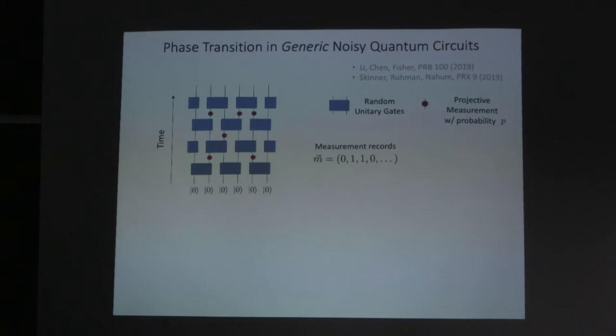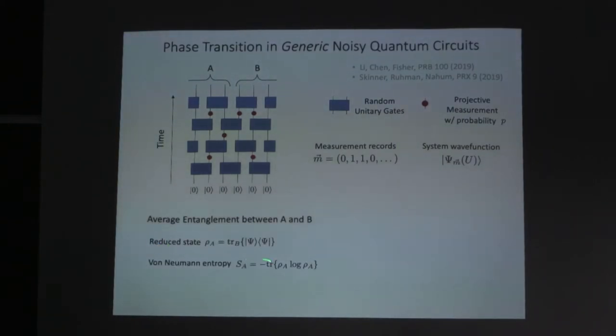Have we considered the long time evolution for large system sizes? After a certain time, the many-body wave function depends on the measurement history, as well as the set of gates you have chosen. Then we consider the entanglement entropy between the two parts of the system, say A and B, the bipartition, for this pure state. Namely, we calculate the reduced density matrix and the von Neumann entropy, and average this quantity over all possible measurement outcomes, as well as all possible choices of unitary gates, U.